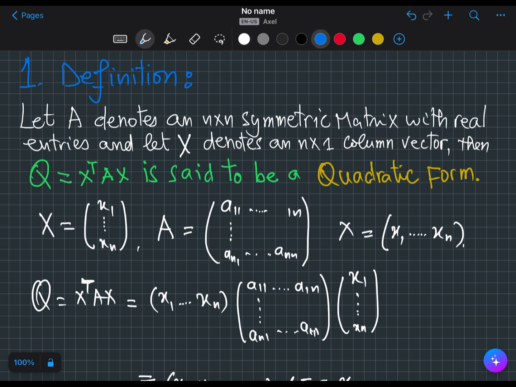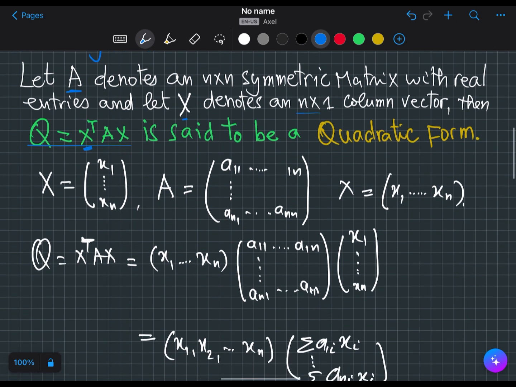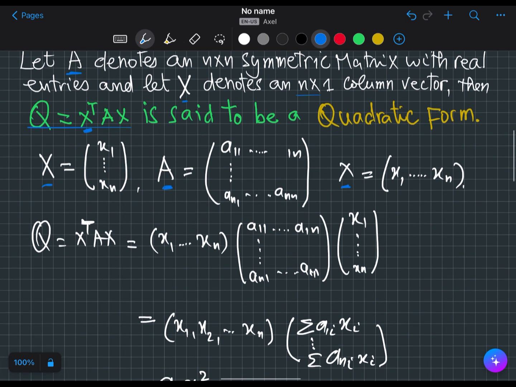Now, let's have a look at the definition of a quadratic form. Let's consider that A is an n times n symmetric matrix, and x denotes an n times 1 column vector. Then Q equal to x^T A x is said to be a quadratic form. x^T here is the transpose of the vector x. So let's say now that x is written as this, and A as this. If we then want Q, which is x^T A x, we have that it is equal to this.